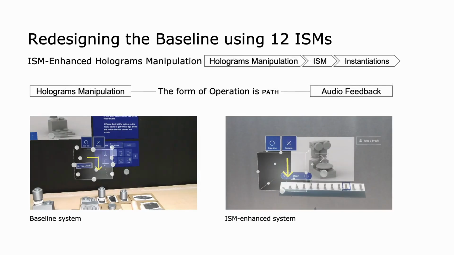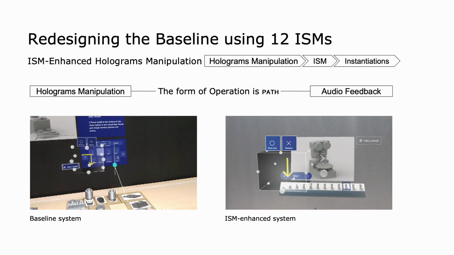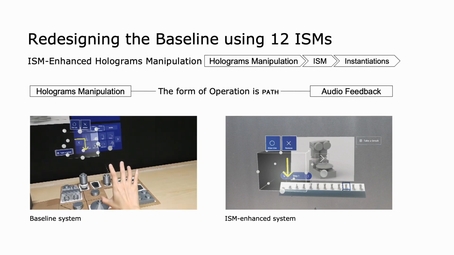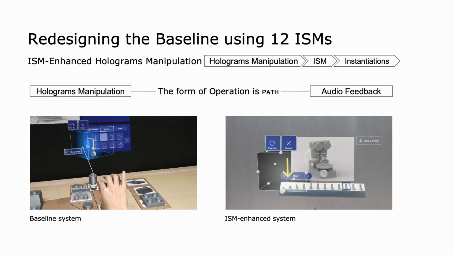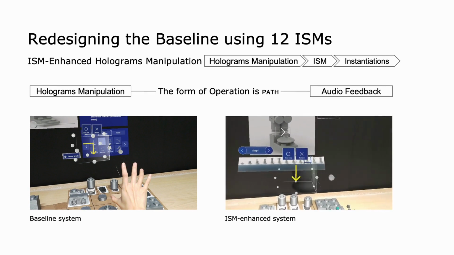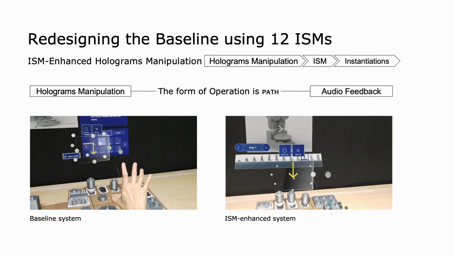In the baseline, there is no audio feedback when users manipulate virtual objects. A relevant ISM, the form of operation is path, suggests that a manipulation behavior is a path that consists of a starting point and an end point. We integrated this ISM audibly by implementing a starting sound and an ending sound signaling the start and end of every interaction behavior.